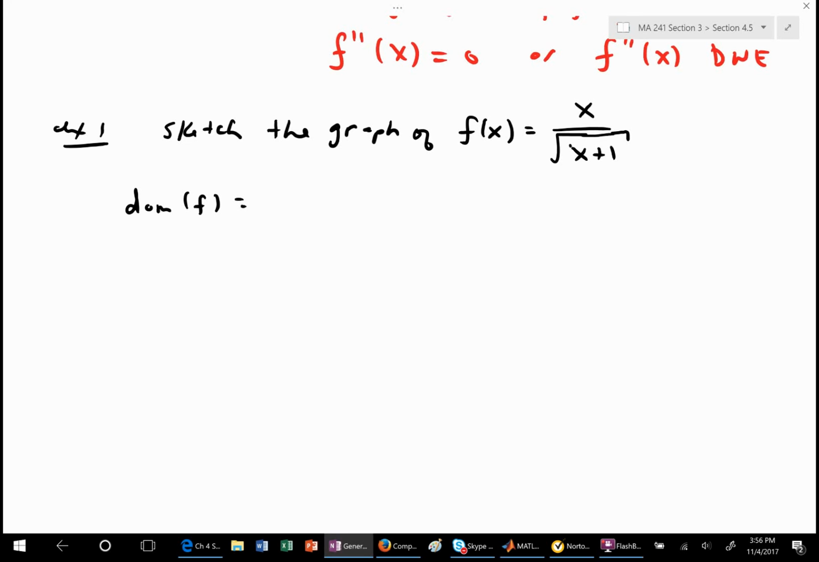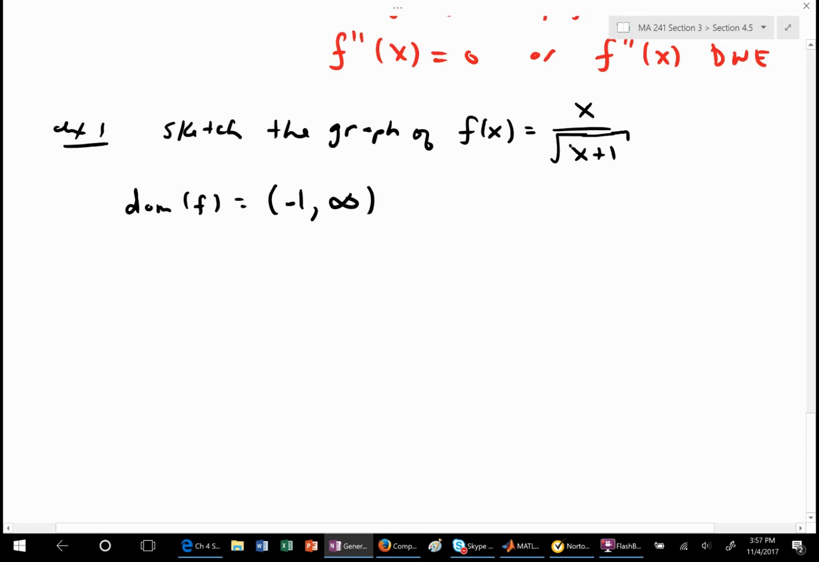Exactly, right. I can't take the square root of a negative number, and I also can't have a 0 in the denominator, right? So I need for x plus 1 to be greater than 0. Okay, so that's kind of the relevant point here. Which tells me x has to be greater than negative 1. So the domain's going to be minus 1 to infinity. Okay?